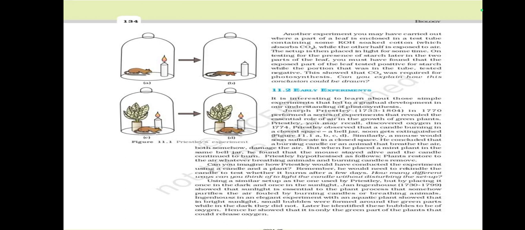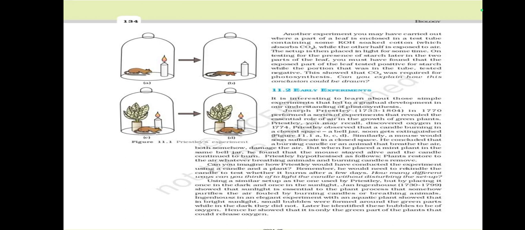Using a similar setup as the one used by Priestley, but by placing it once in the dark and once in the sunlight, Jan Ingenhousz, 1730 to 1799, showed that sunlight is essential to the plant process that somehow purifies the air fouled by burning candles and breathing animals.